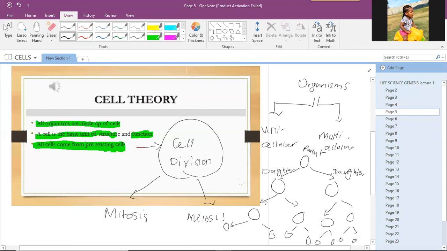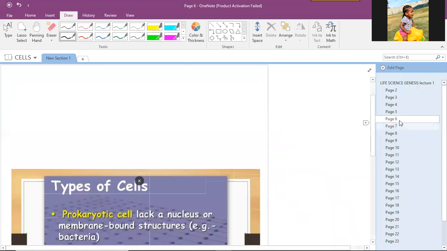So the cell theory, the first one: all organisms are made up of cells. The second one: a cell is the basic unit of structure and function within organisms. The third thing: all cells come from pre-existing cells. This is the only way you're going to love biology.